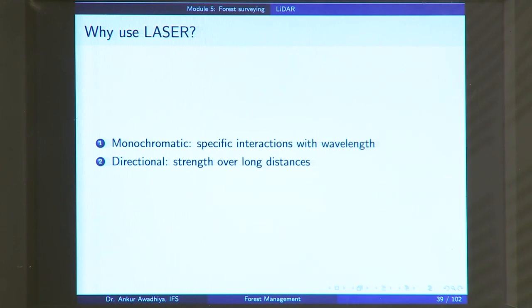And so, if you are using different wavelengths, one after the other, in that case you will have a much better spectral resolution of the final data. Then laser is also directional, and so it maintains its strength over long distances, which is unlike our normal sources of light, in which case the strength will go down with the distance.